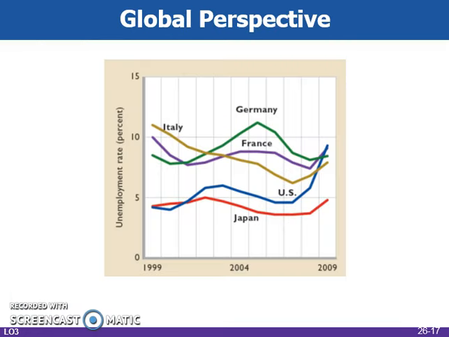The global perspective shows the unemployment rates in five industrialized nations from 1999 to 2009. Compared with Italy, France, and Germany, the United States, with the exception of the Great Recession, has enjoyed a relatively low unemployment rate.